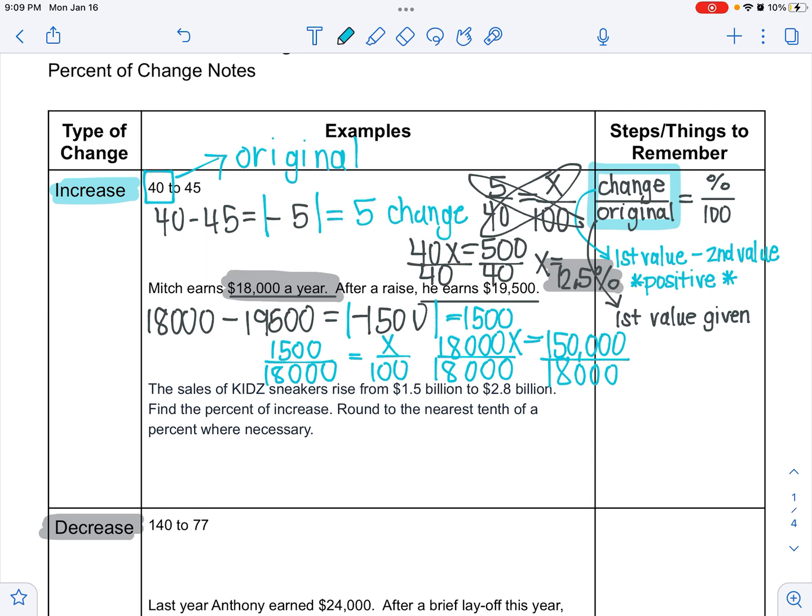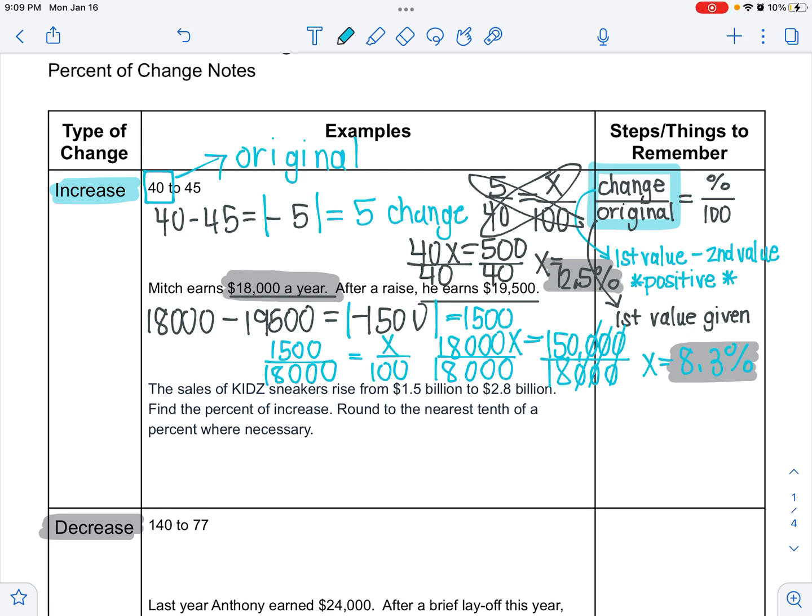If you're like me and you don't want to type in a bajillion zeros, I like going in top and bottom and saying, all right, these pairs match, and these pairs match. So I can do the problem 150 divided by 18, and I get x equals 8.3%. Now, if you don't like crossing off zeros because you're unsure of yourself, go ahead and just type in 150,000 divided by 18,000, and you are still going to get the same answer.